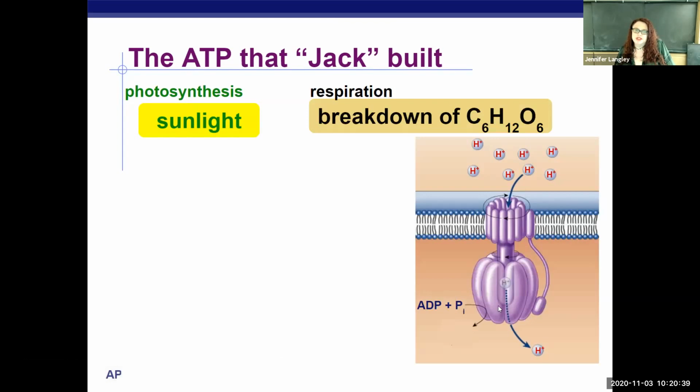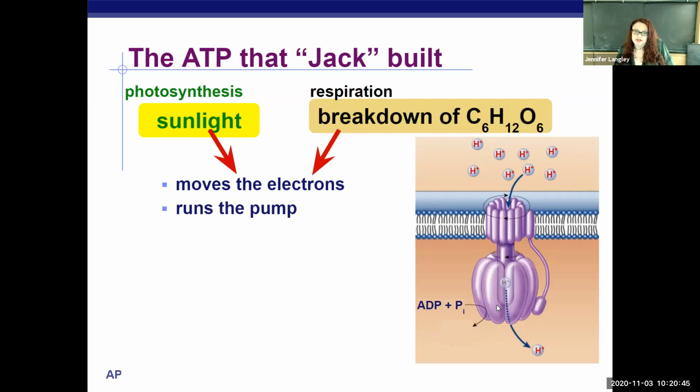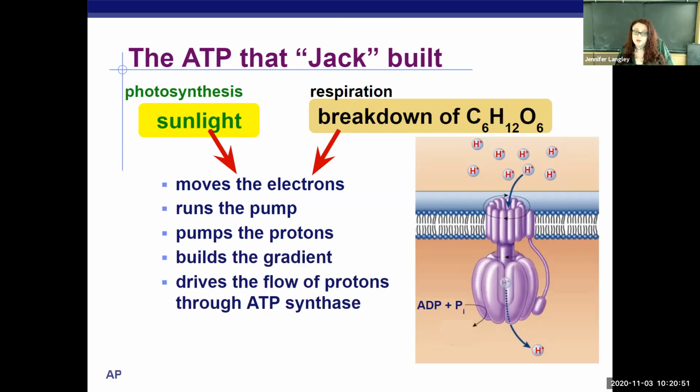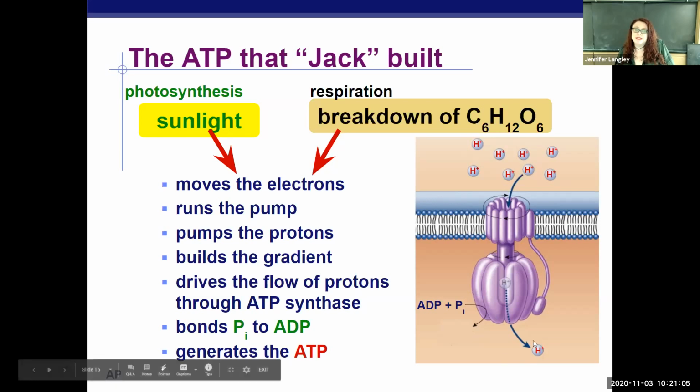Okay. Photosynthesis uses sunlight, respiration breaks down the sugar. They both move electrons to run the pump, to pump the protons, to build the gradient, to drive the flow of protons through ATP synthase, to bond the phosphate to ADP, to generate ATP. Okay, they do the same thing. And it's called the same thing. Okay, so ATP synthase is the same in photosynthesis and respiration.